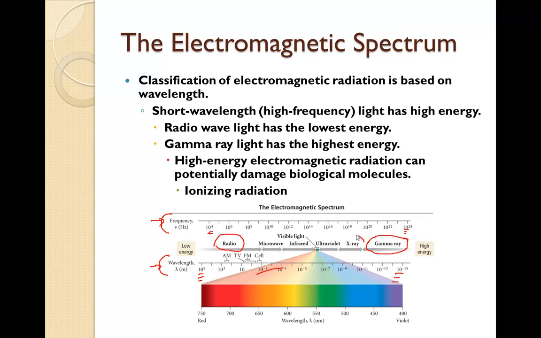X-rays are right here, and you may recall if you've ever had an X-ray, you've had to wear a shield to protect yourself. And then ultraviolet radiation is the issue with the sun and why you need to wear sunscreen. And this is called ionizing radiation.